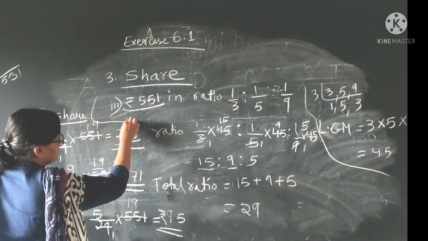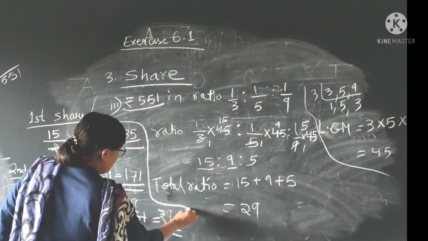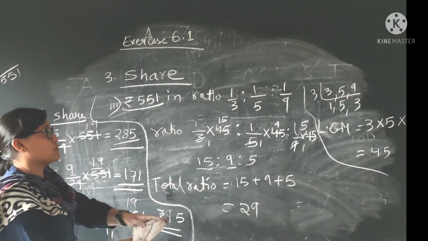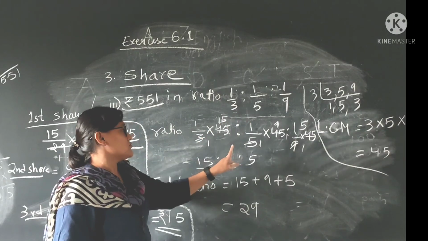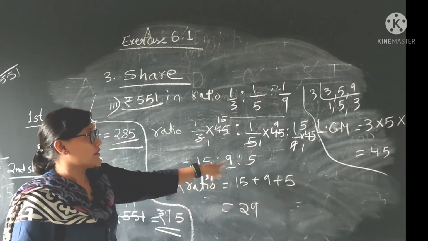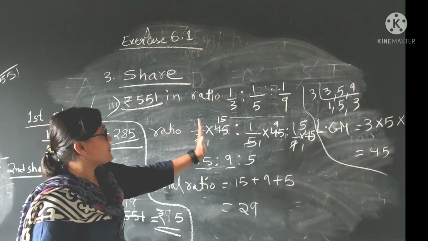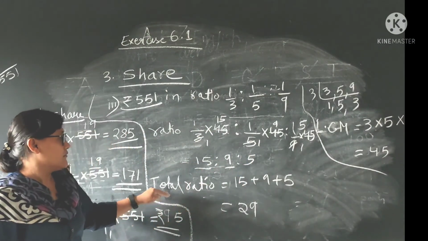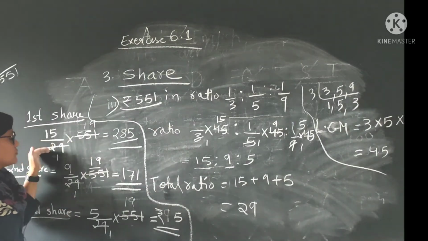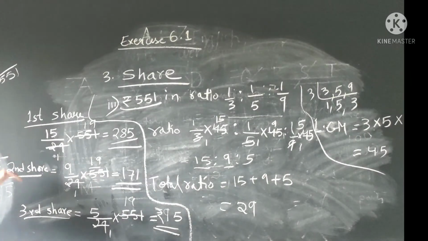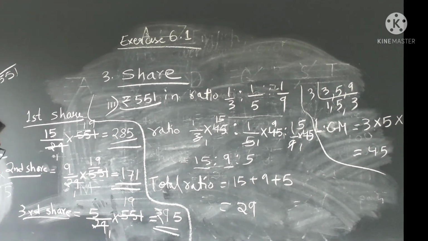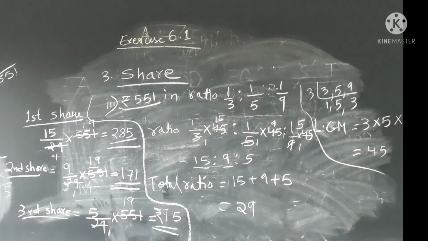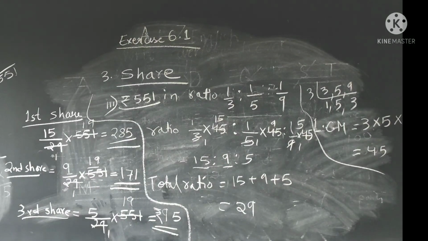Clear? So this is how you will be calculating if it is given in fractions. Let me tell you, if it is in fractions, the first thing is you have to change the fractions into a single ratio. You will find the LCM, then multiply each fraction with that LCM, and then turn it into a single ratio. Then we find the total ratio, and then it is the normal process, like what we have done in the first question. Clear? So this is how you will be solving these questions. You will follow the method thoroughly and then you solve.